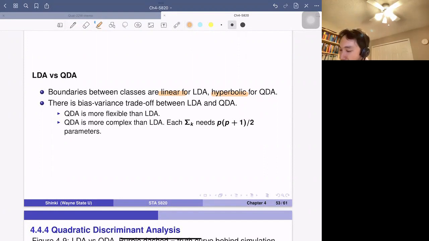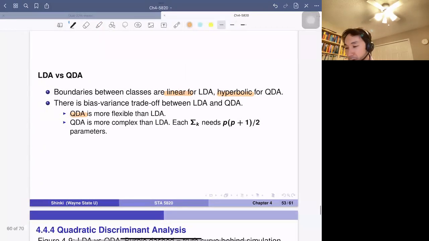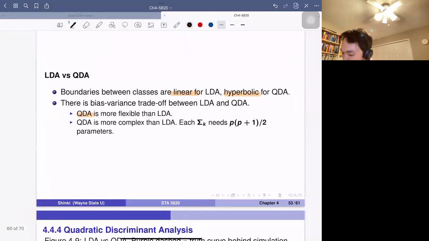And there is a bias-variance trade-off between LDA and QDA. Basically, QDA is more flexible because the boundary can have a curvature. But QDA is more complex than LDA, and we have to estimate many more parameters. Estimation is not difficult, so the calculation itself is fine, but more parameters means a more complicated, less robust, less stable model.